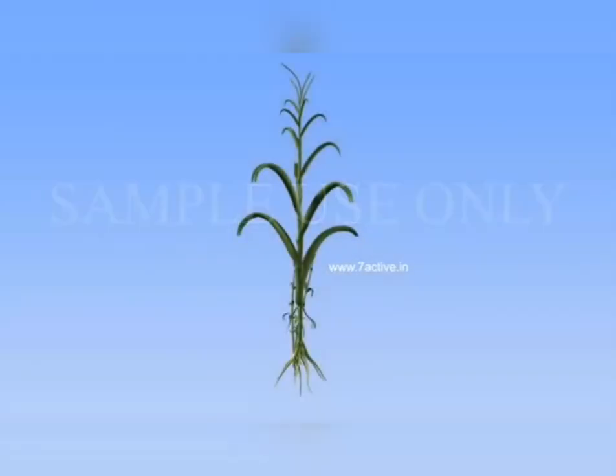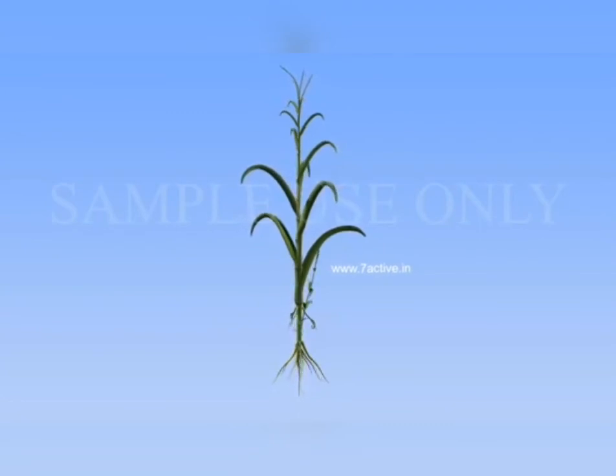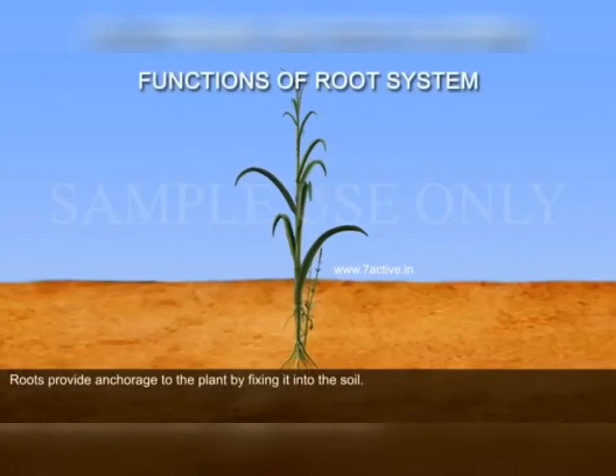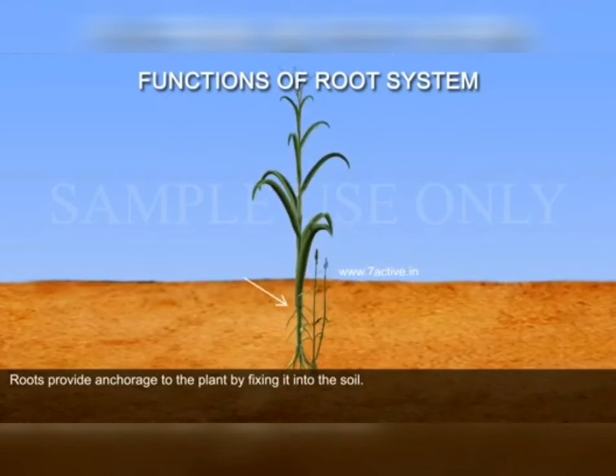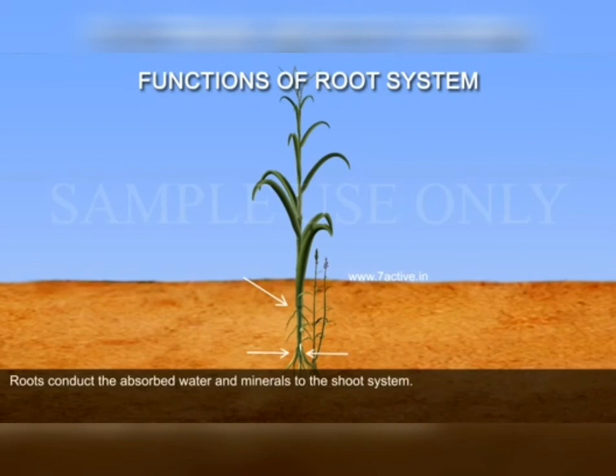Functions of root system. Roots provide anchorage to the plant by fixing it into the soil. Roots absorb water and minerals from the soil. Roots conduct the absorbed water and minerals to the shoot system.